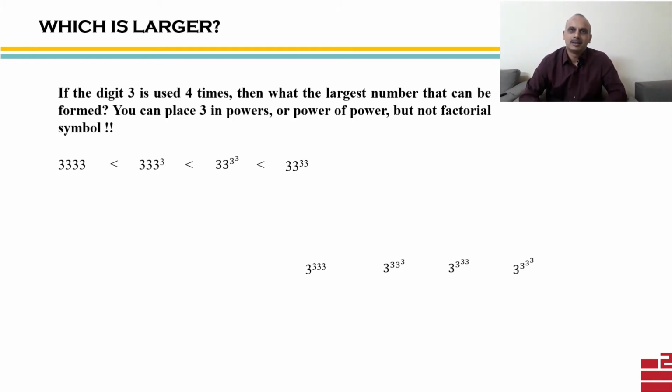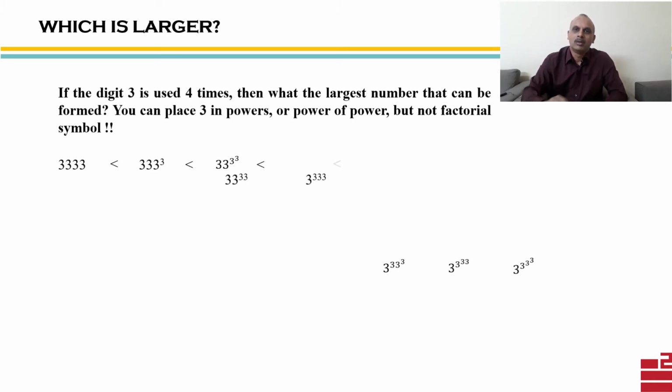Now, moving ahead, we have the next pair of numbers, 33 to the power 33 versus 3 to the power 333. Which of them is bigger? 33 to the power 33 is less than 81 to the power 33, of course. And 81 is 3 to the power 4. So we get 3 to the power 132 finally, and this is less than 3 to the power 333. And so I can obviously say that 33 to the power 33 is less than 3 to the power 333.